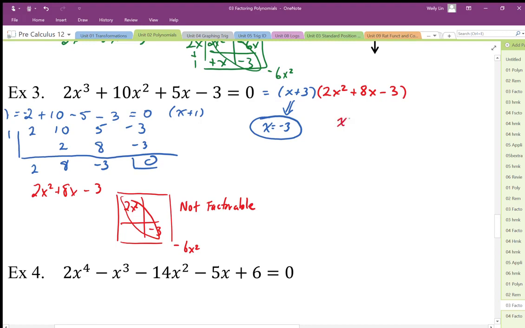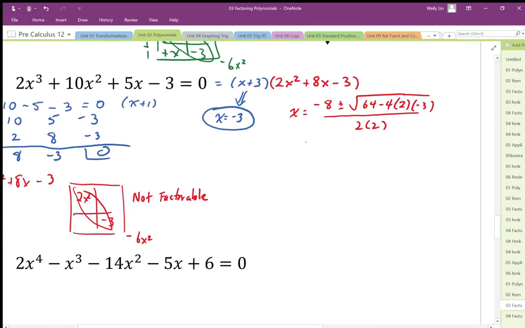So I'm going to get x equals negative b plus minus the square root of b squared minus 4 times a times c, all over 2a. So this has a solution, and I can solve it. I get x equals negative 8 plus minus, this is going to end up being, looks like negative 24, so square root 88, all over 4.